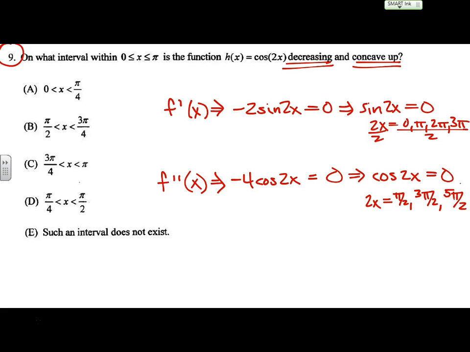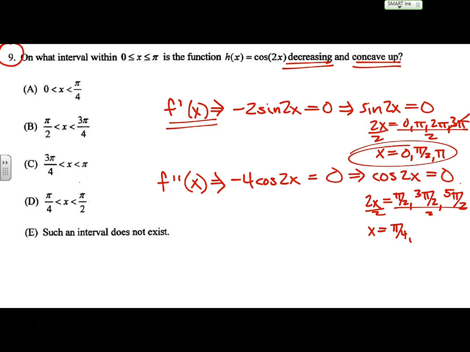So divide by 2, divide by 2 in the top one, x equals 0, pi over 2, pi. You notice 3 pi over 2 will be outside the interval if you look up above, so we cross them out. So those are the critical numbers for the first derivative. And then if we divide the bottom by 2, we end up with pi over 4, 3 pi over 4, 5 pi over 4, if you notice, is beyond pi, so we ignore him.